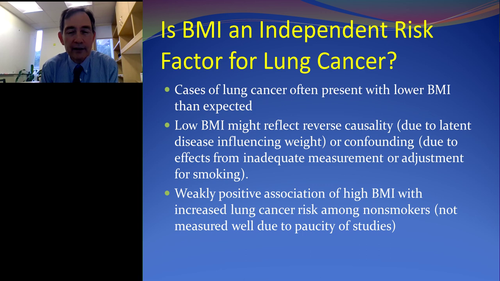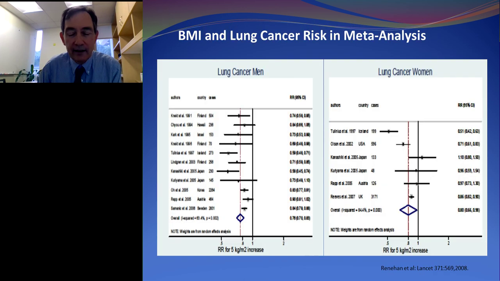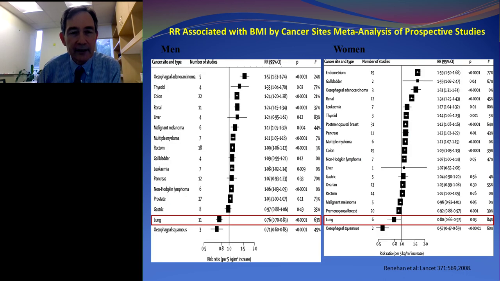So there's also some association that high BMI increases lung cancer risk among non-smokers. So it's kind of not the best when you have BMI associated with increased risk in non-smokers and decreased risk in the smokers. And this is just showing you that if you analyze naively, you will find that lower BMI is a risk factor. Higher BMI is protective for lung cancer when you do the analysis naively.